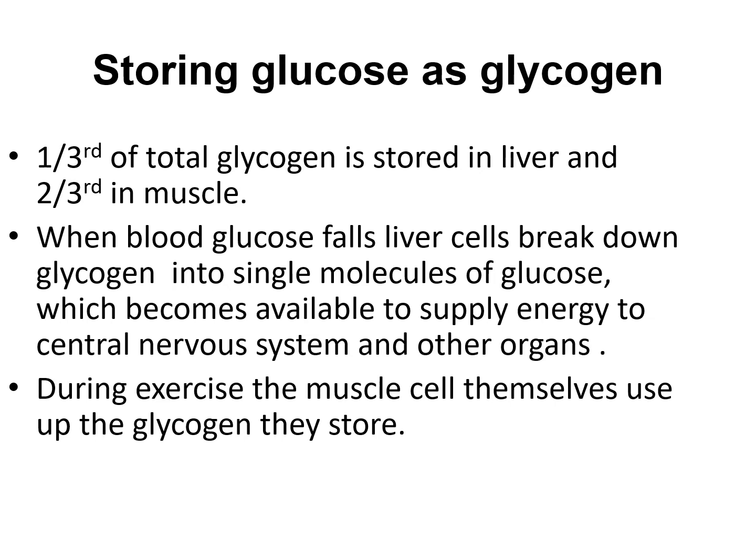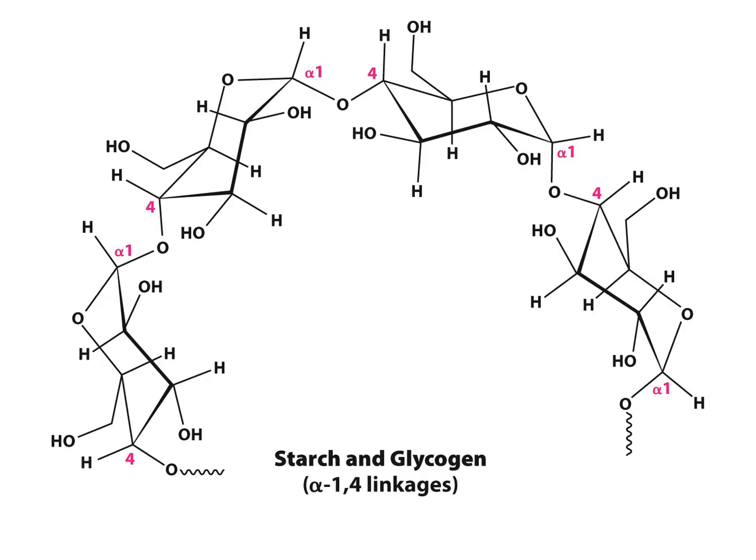Now, these polysaccharides are the storage form of these monosaccharides, and that means when you need energy, these polysaccharides are degraded, breaking down into individual monosaccharides, which are then utilized for energy creation. Therefore, for example, when blood glucose falls, the liver cells break down glycogen into single molecules of glucose, which are then made available to supply energy to our central nervous system, our brain, and our organs. And during exercise, the muscle cells use up the glycogen they store. When we are performing some sports activity or exercise, the glycogen breaks down to glucose to provide us the energy.